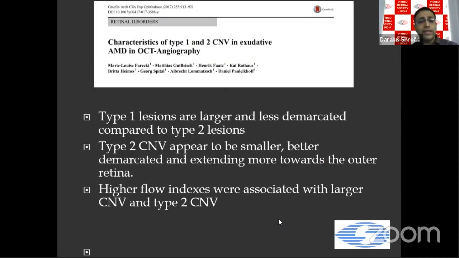Several authors have studied the characteristics of type 1 and type 2 CNV, and they find that type 1 are larger, less demarcated compared to type 2. Type 2 are smaller, and they of course extend towards the outer retina, and higher flow indices have been seen with the larger types and also with the type 2 CNV.